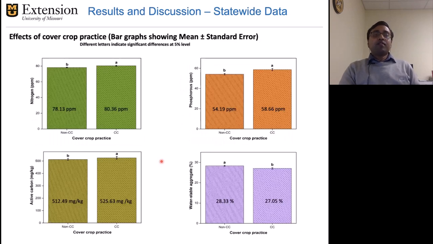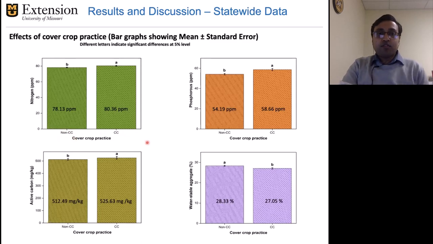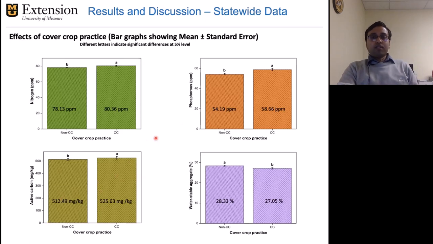Now I would like to share the effects of cover crop practice, and in the same way, all of these are mean values and standard error. We can see when there is cover crop practice, mentioned as CC, and when there is non-cover crop, non-CC, nitrogen, phosphorus, and active carbon, these three soil properties, are really higher for cover crop practice.